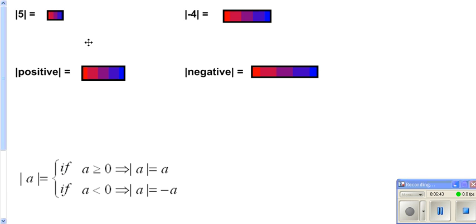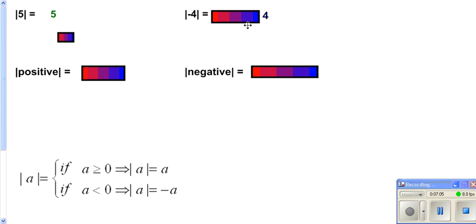Here we're looking at absolute value. Absolute value is distance from 0 on the number line, and you know distance is always positive. So 5, that's just 5 units to the right on the number line, so you know your answer is 5. The absolute value of negative 4, you know you're 4 units away, so you know your answer is 4.